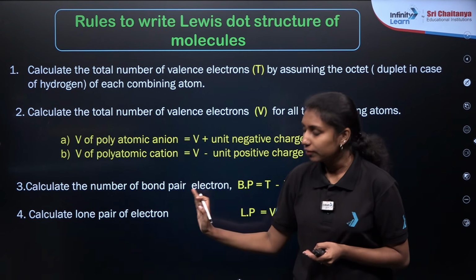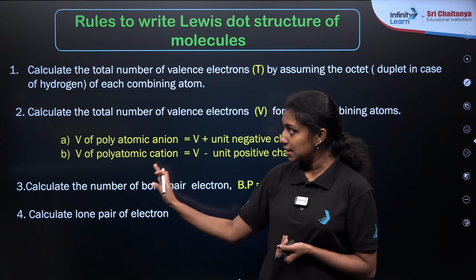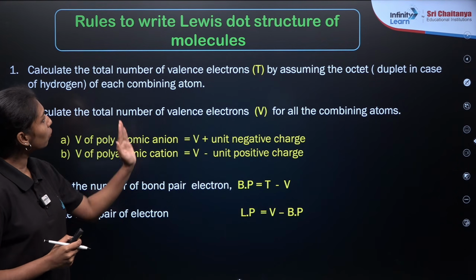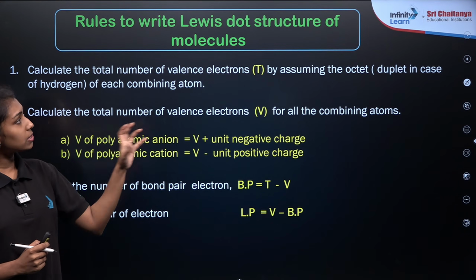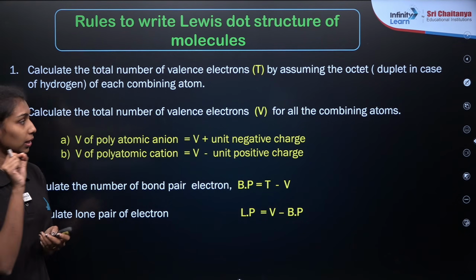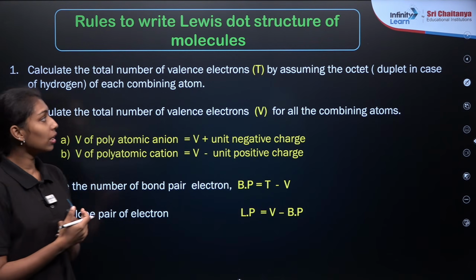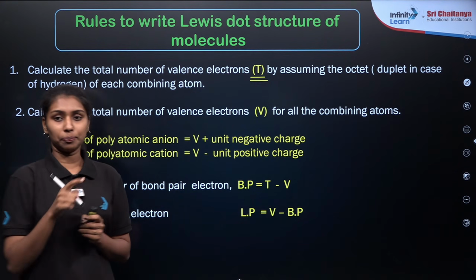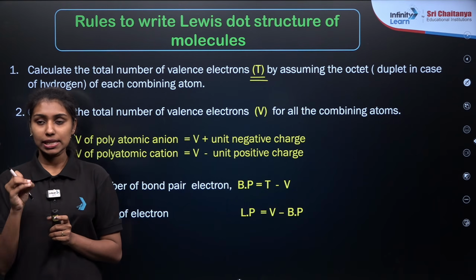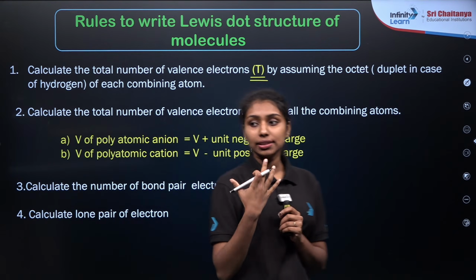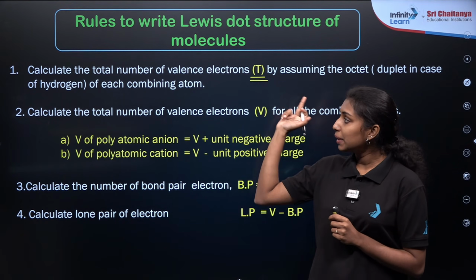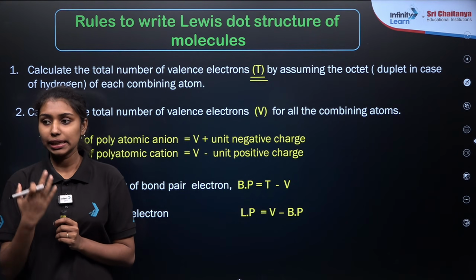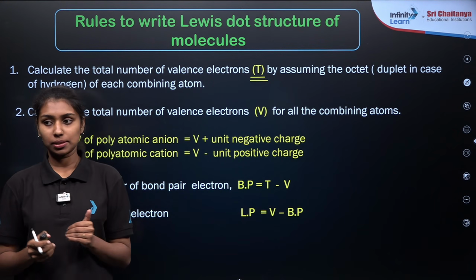Four different rules are given here. Just try to understand from the basics. So let us read the rules to write down the Lewis dot structure of the molecule. The first rule is to calculate the total number of valence electrons, given by the letter T. Here we need to focus that if you have any element other than hydrogen, you need to give the number 8 in the case of total number of valence electrons. No need to worry, we will explain in detail with examples.